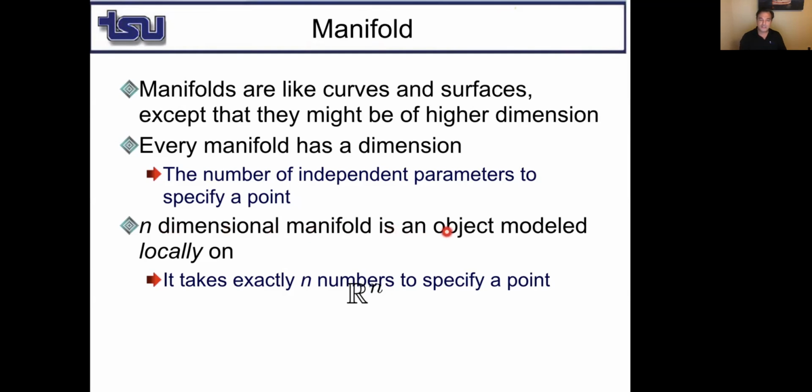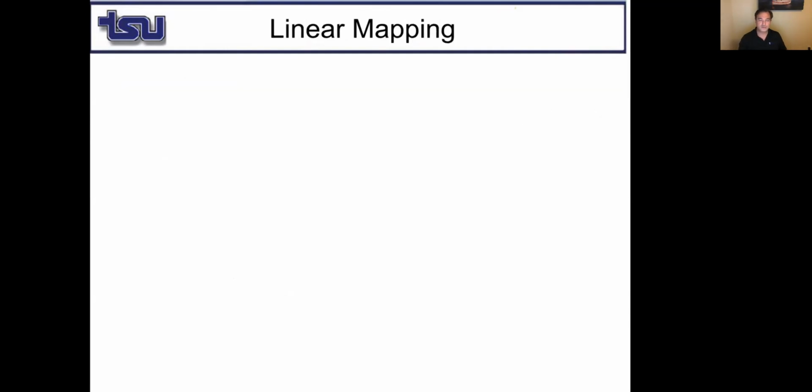An n-dimensional manifold is an object modeled locally on R^n. Again, when we have the donut, if you take a point very locally, it resembles what? R^2. Therefore, it is a two-dimensional manifold.